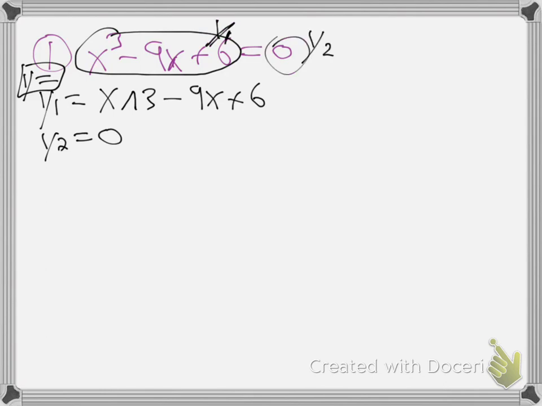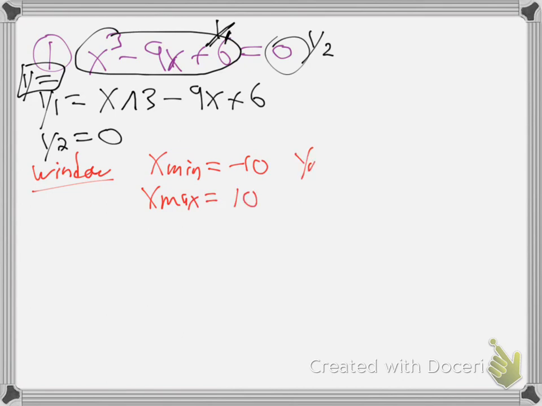So after you got that in, then you want to adjust your window. You want to make the x min negative 10, x max positive 10, y min negative 10, y max positive 10. Why are we doing this? It's just a good starting point. There's nothing magical about it. You can do different numbers. But we just have to have a reasonably good window to get us going.